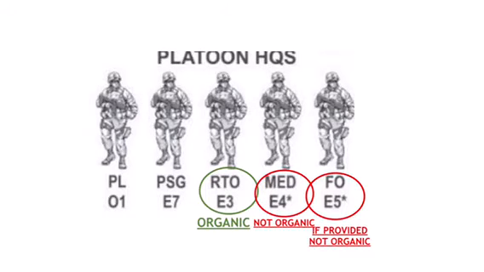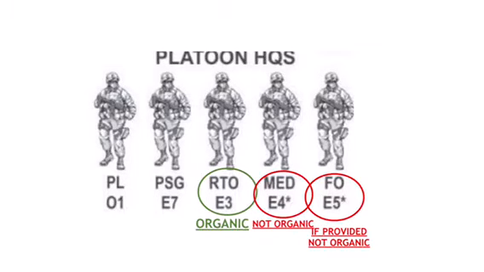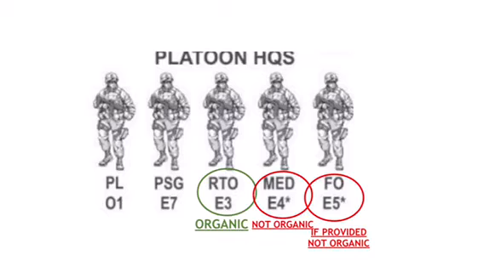The next position is the radio operator, or the RTO. He's responsible for all the FSO duties if there's no FSO or FO available. And our radio operator is responsible for establishing and maintaining communications with higher headquarters and within the patrol via FM communications.